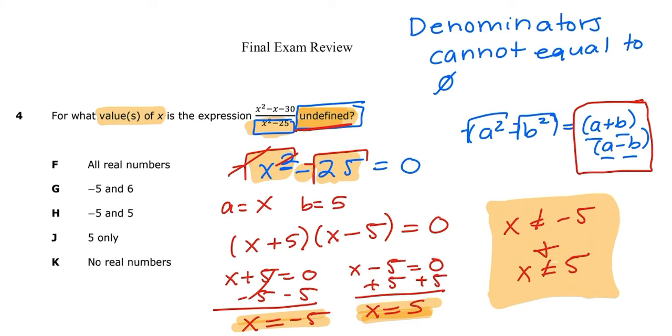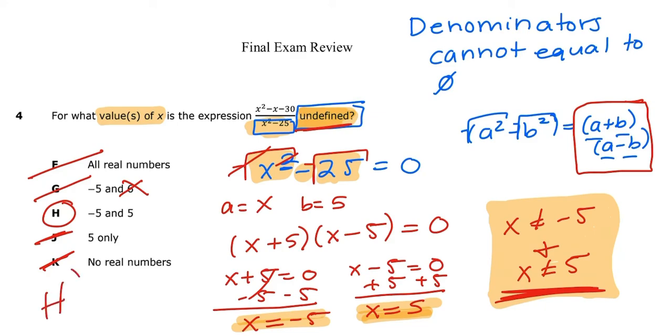So I am not looking at all real numbers. I'm looking at two specific numbers. I am not looking at 6. I am not looking at only 5. And I am not looking at no real numbers. So my answer for this one is going to be H.